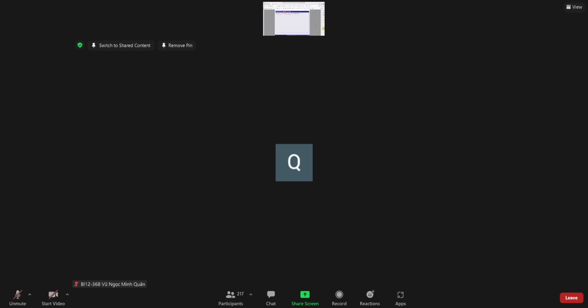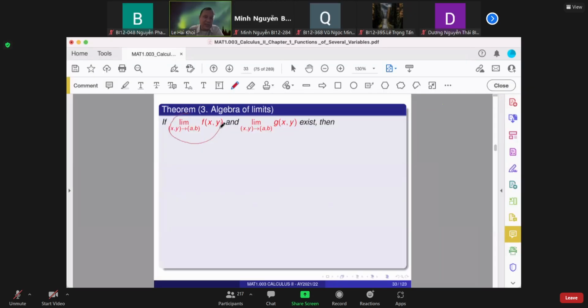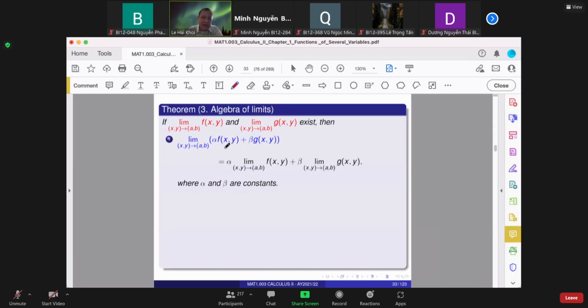Okay, and now we come back to the limit of this algebra of limits. Again, as in calculus one, the first thing you need is the existence of the two limits. They must exist first. Then you can say alpha f plus beta g: the limit of this sum is the sum of the limits, and you can take out alpha and beta.